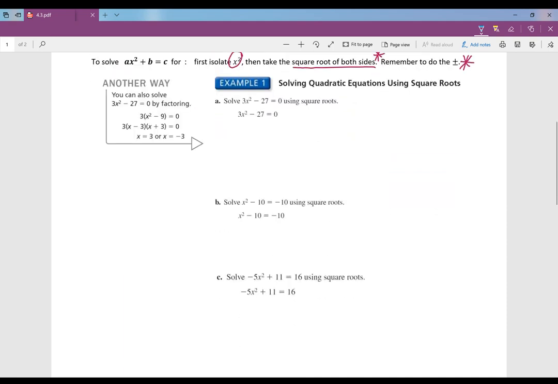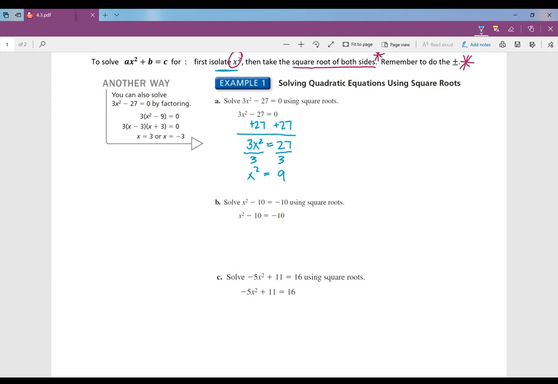So example number 1, we have solve 3x squared minus 27 equals 0 using square roots. So the first thing we're going to do is we want to isolate the x squared, the squared term. So first let's add 27 to the other side. That way we can get our x by itself. So we have 3x squared equals 27. Now, we want to get just x squared, so we need to get rid of this 3. So we're going to divide 3 to the other side. We get x squared equals 27 divided by 3 is 9.